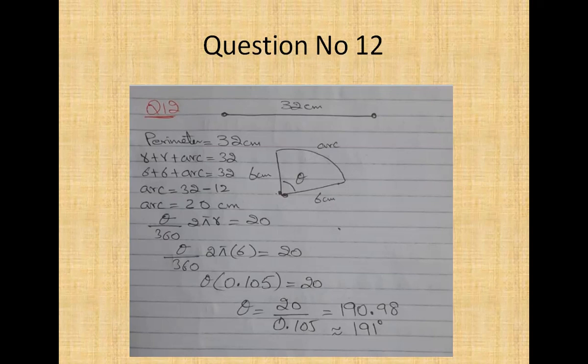You know the formula for the arc length is theta by 360 times 2 pi r. So you will have theta by 360 multiplied 2 multiply pi multiply 6, and you will get theta into 0.105 equals 20. So theta will be equal to 20 divided by 0.105. So it's approximately 190.98, it's around 191.